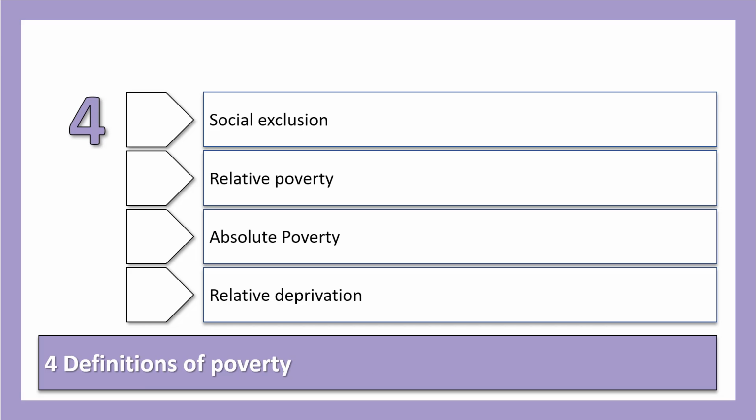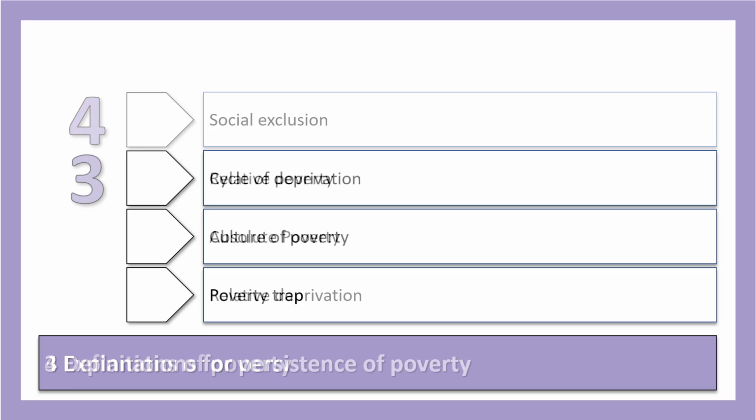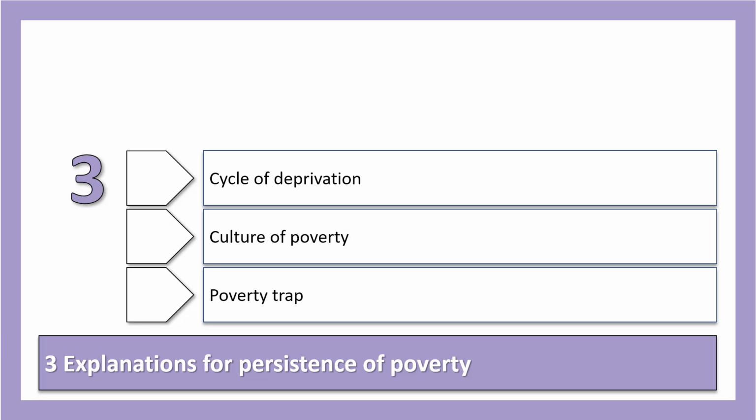4 definitions of poverty. Well, we could go with social exclusion, relative poverty, absolute poverty and relative deprivation. You can also look at state measures of poverty and the poverty line. 3 explanations for the persistence of poverty: the cycle of deprivation, the culture of poverty and the poverty trap, amongst others. These can be broken down into material and cultural factors.